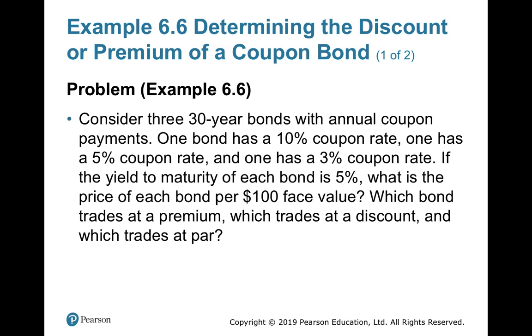Now we can say, if the YTM is 5% and the coupon is 10%, that will be a premium bond. The first one will be a premium bond. YTM is 5, coupon is 5, the second bond is at par. YTM is 5, coupon is 3, the third bond will be at a discount. Let us check it.